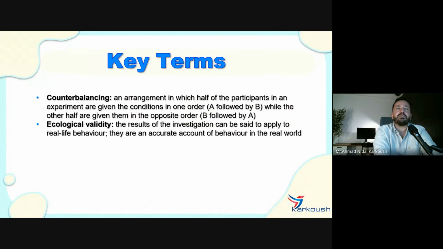Ecological validity is something that you say all the time in psychology, which is when the results of an investigation can be said to apply to real life behavior around the world. They are an accurate account of behavior in the real world. So if something is not an accurate account of behavior in the real world, we say it's not ecologically valid, because this means it doesn't apply to the whole world.